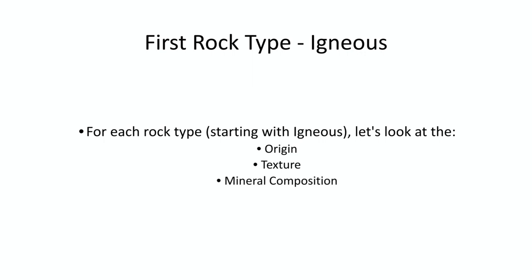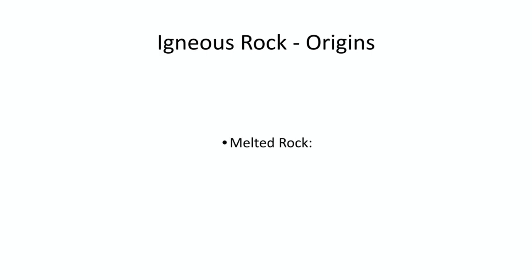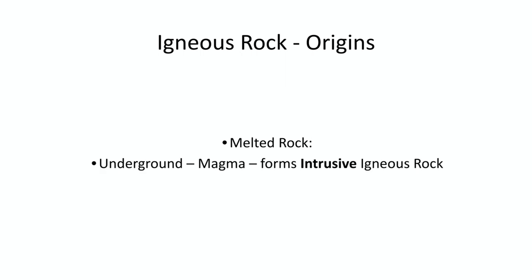What the rock is made out of is going to be another way to help us break down the different types of igneous rock, and that is going to directly affect its color. So let's take a quick look at how we can do that to come up with four main possibilities for igneous rock. So igneous rock starts off in liquid form.